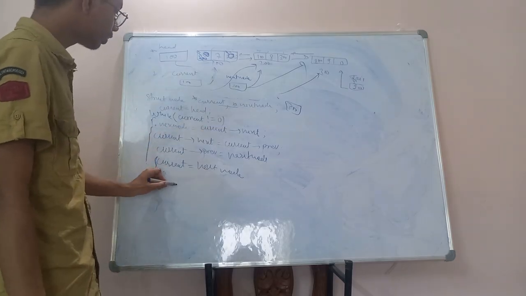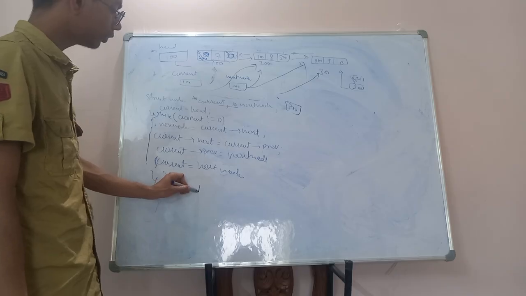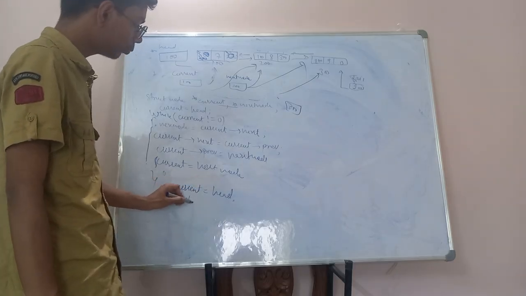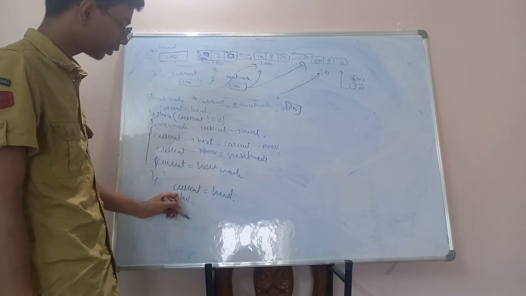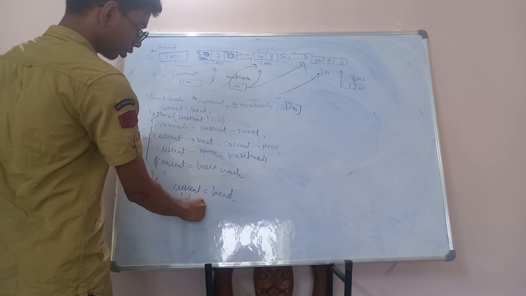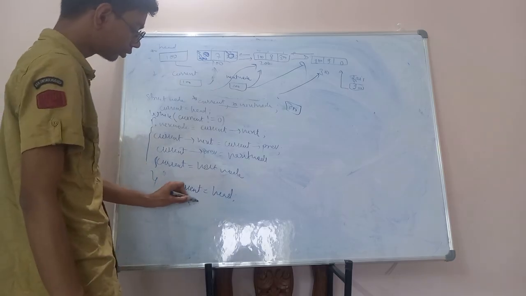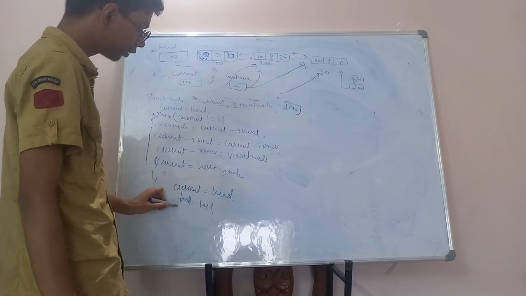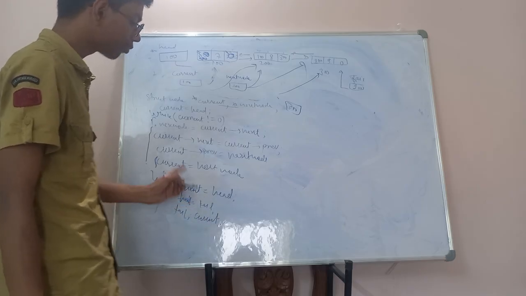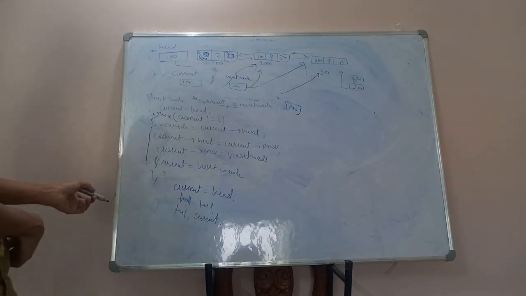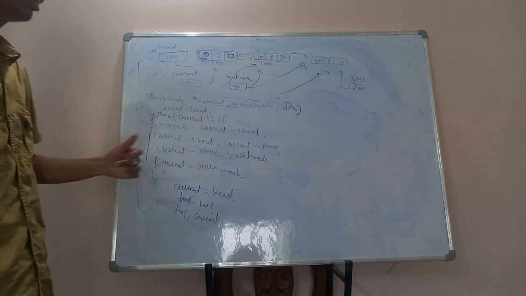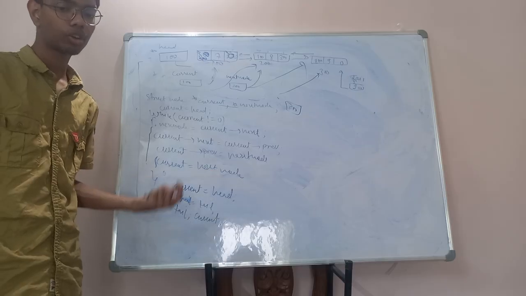So I will take another variable. Suppose I took current. Current will be equal to head, and then tail will be equal to what I will write. Sorry, head will be equal to tail, and then tail will be equal to current. In this way, I have swapped the head and tail, right? So this was the code for reversing a doubly linked list. I hope you got it.